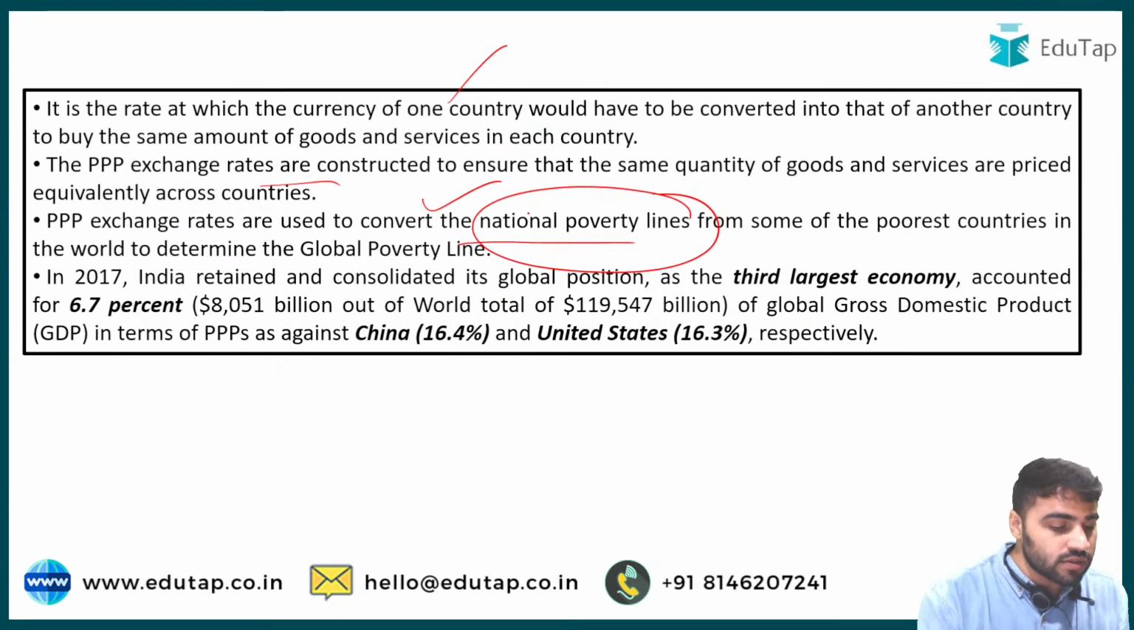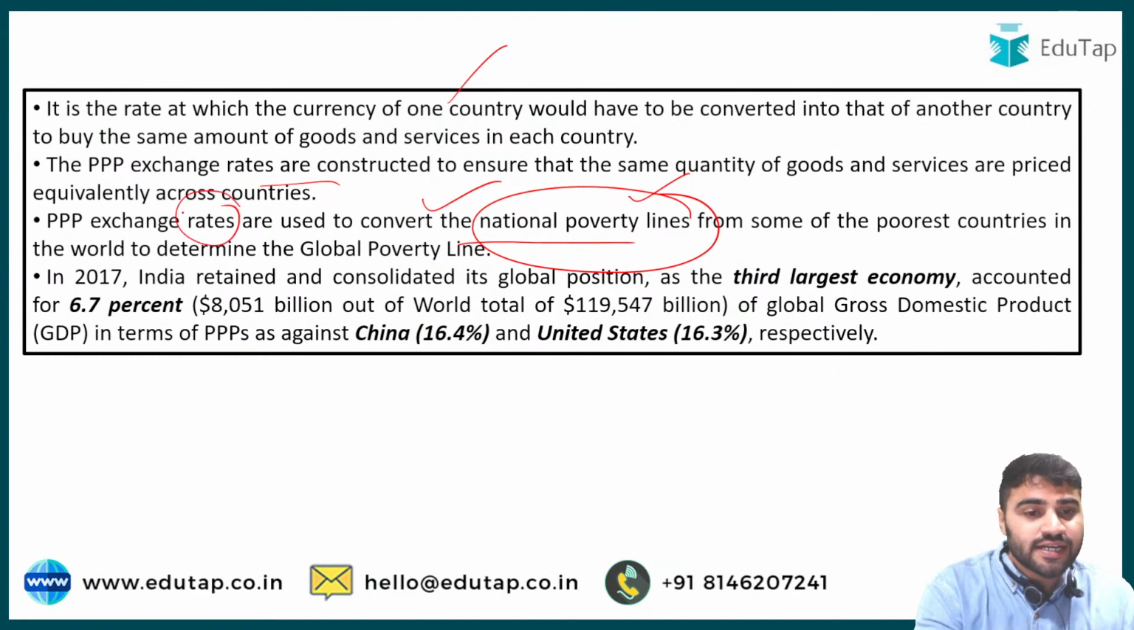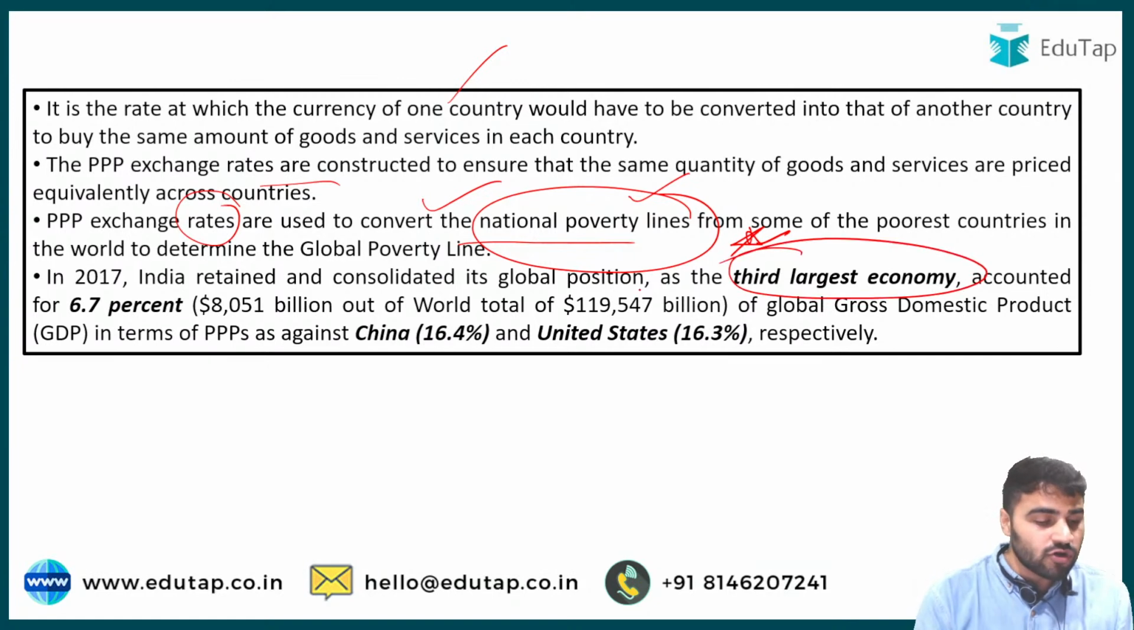I hope most of you got confused in this option. So basically, the PPP exchange rate is used to convert the national poverty lines from some of the poorest countries in the world to determine the global poverty line. So this statement is very important, guys. You have to remember this, right? And India is the 3rd largest economy if we talk about it from the perspective of purchasing power parity.